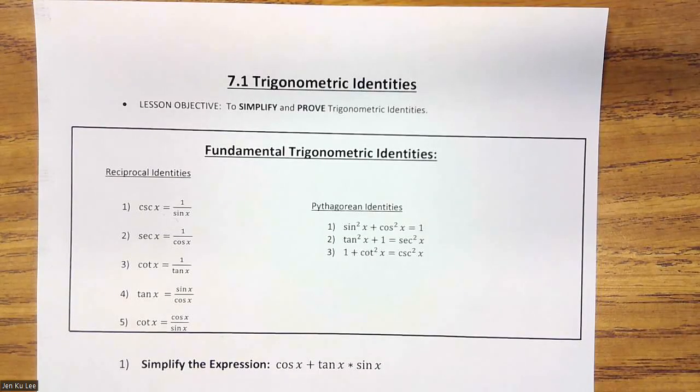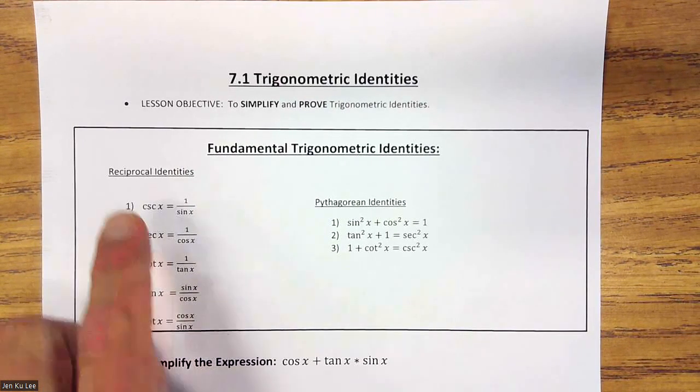Welcome everybody. This is 7.1 on trig identities. Your lesson objective for today is to simplify and to prove trig identities. Okay, trigonometric identities.